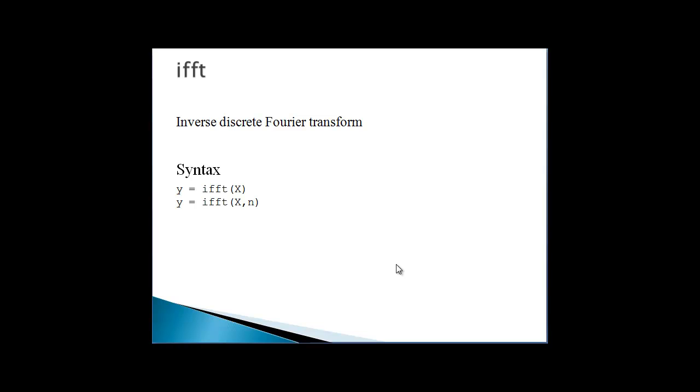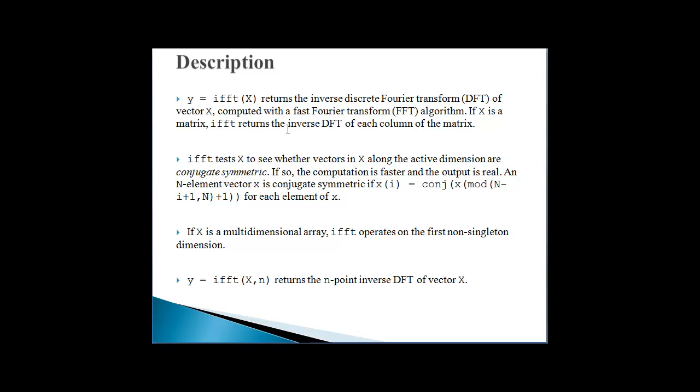Now coming towards the inverse fast Fourier transform, or you can say inverse discrete Fourier transform. The syntax used here is ifft of x and ifft of x comma n for the case. It is also the same as fast Fourier transform, just the opposite.